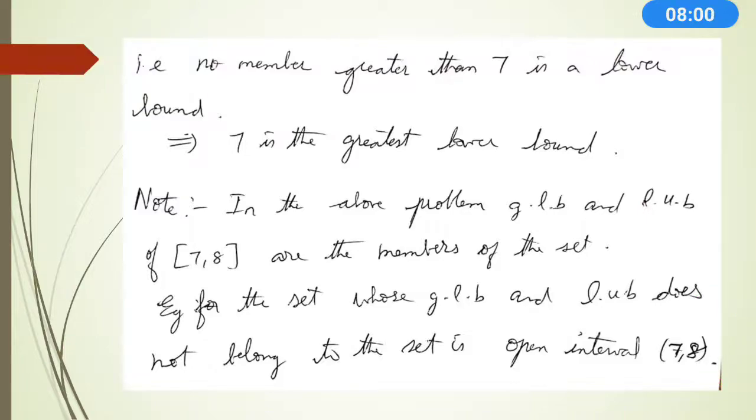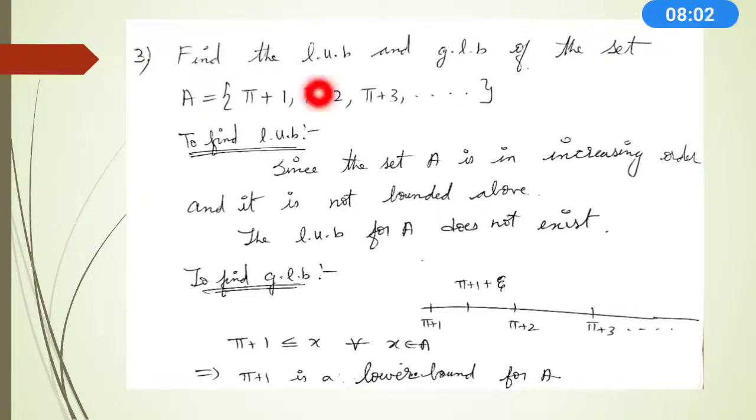Okay, yes, we'll see the next problem. Find the least upper bound and greatest lower bound for the set. My set is this: pi plus 1, pi plus 2, pi plus 3, and it will go on. So the set is of increasing order, isn't it? It is like positive integers 1, 2, 3, 4, like that. Therefore it is bounded below, but it is not bounded above, isn't it? Since it is in increasing order, it is not bounded above. Therefore I cannot find the least upper bound, but I can find the greatest lower bound.